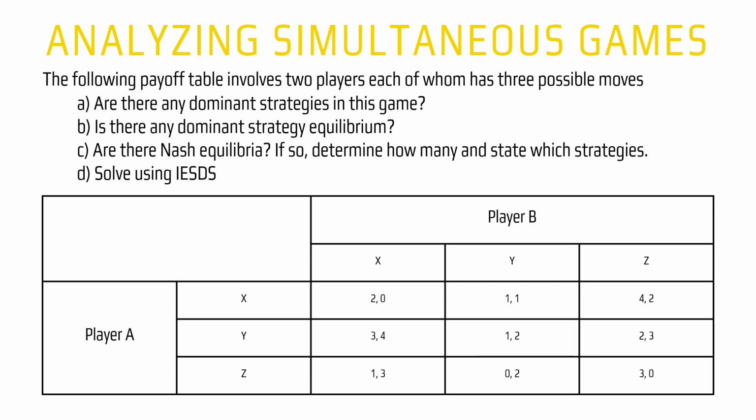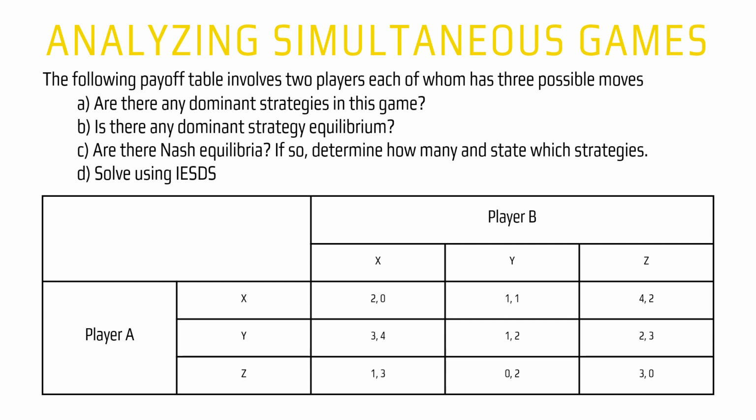So let's consider this problem. The following payoff table involves two players each of whom has three possible moves. First, are there any dominant strategies in this game? Second, is there any dominant strategy equilibrium? Third, are there Nash equilibria? If so, determine how many and state which strategies. And lastly, solve using IESDS.